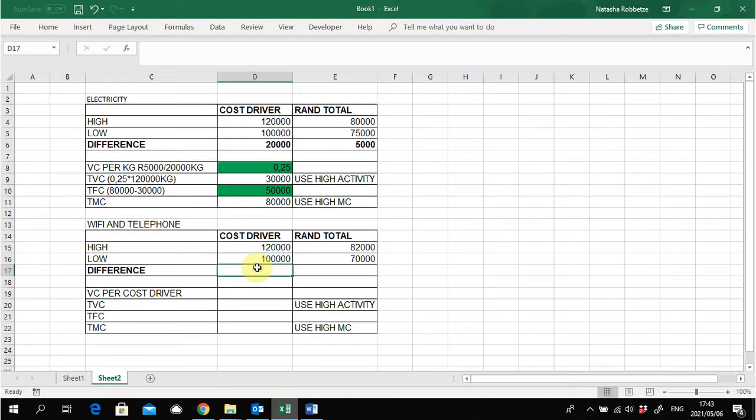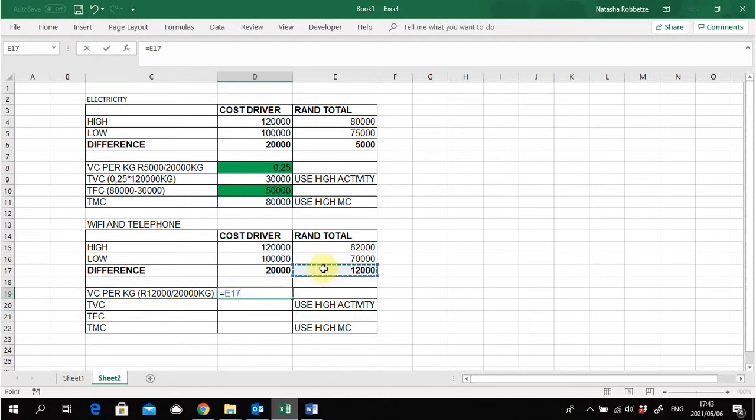Right, I'm going to calculate the difference, which is high minus low. And thereafter, I need to go and find the variable cost per cost driver. In this instance, it is per kilogram. So it could be per kilogram, per unit, per hour, per meter, per liter, whatever the cost driver is in the specific question. For the variable cost, I am going to say it is the 12,000 Rand divided by the 20,000 kilograms.